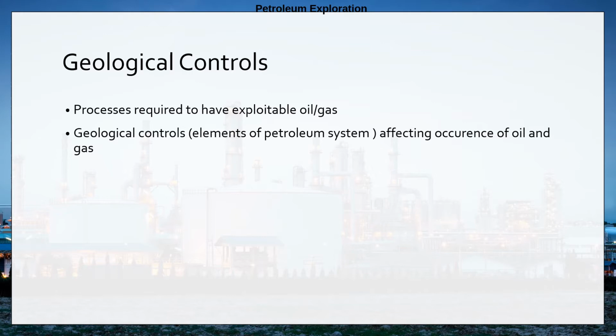Now, geological controls, so what are they? These are the processes which are required to have exploitable oil and gas. So all these processes should be present or should have occurred in your area in order to have significant quantities of oil and gas, right? And geological controls, of course, are the elements of your petroleum system, and they affect the occurrence of oil and gas. So I'll just discuss them later, just to clarify things.